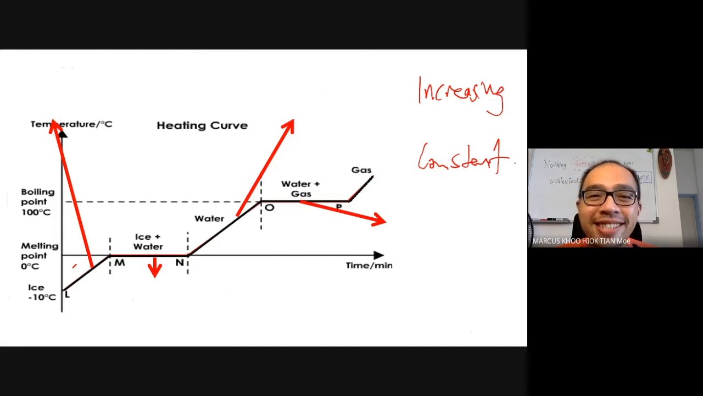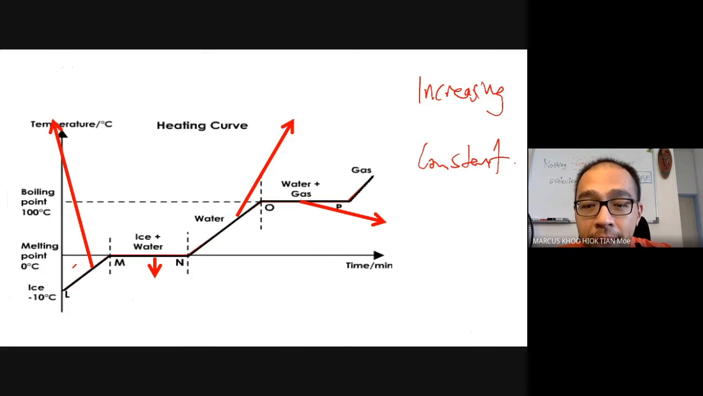Are you sure? Careful with this. Kinetic energy increases when there is a temperature increase. Okay, very, very important thing, because temperature increase is an indication of kinetic energy increase.